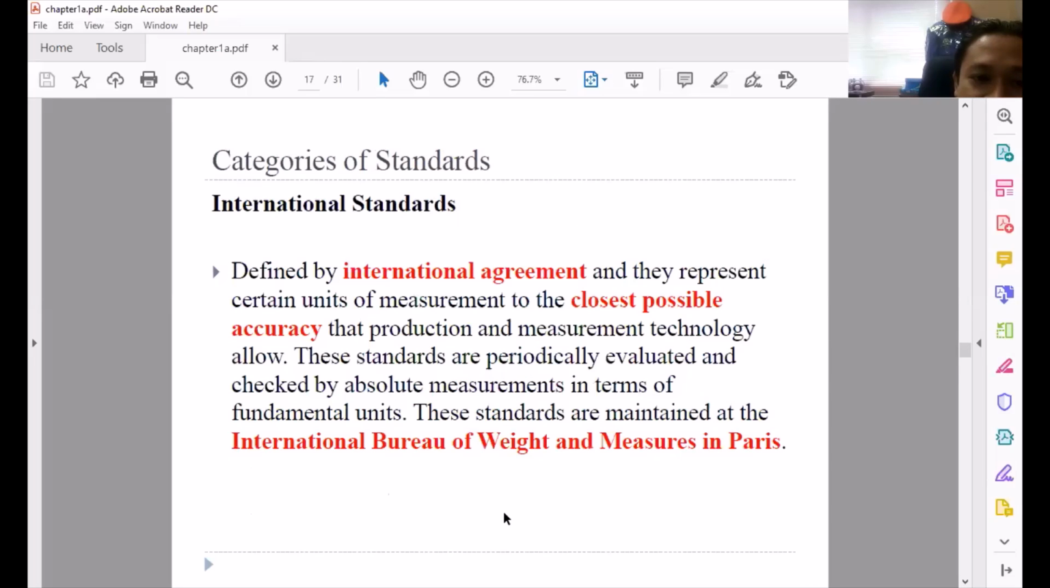What is the international standard? The international standard is an international agreement representing certain units of measurement to the closest possible accuracy that production and measurement technology allows. These standards are maintained at the International Bureau of Weights and Measures in Paris. So this is the international standard.